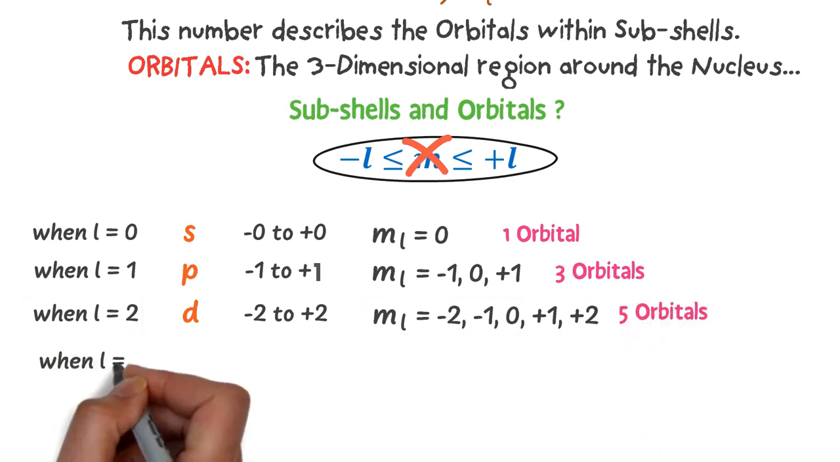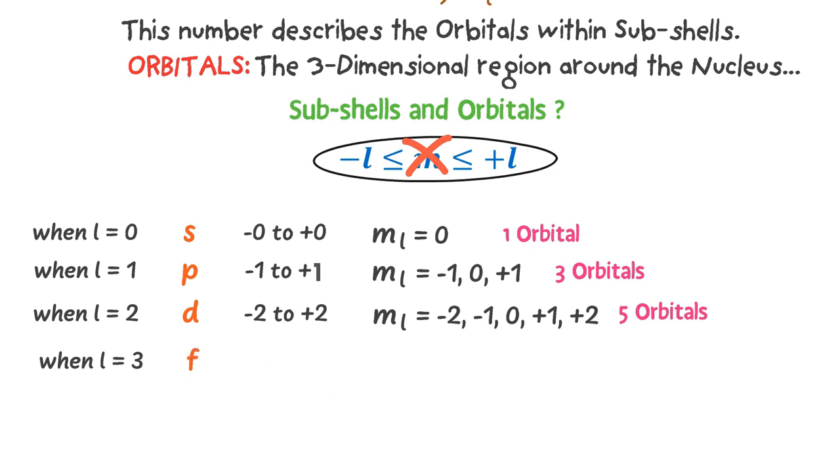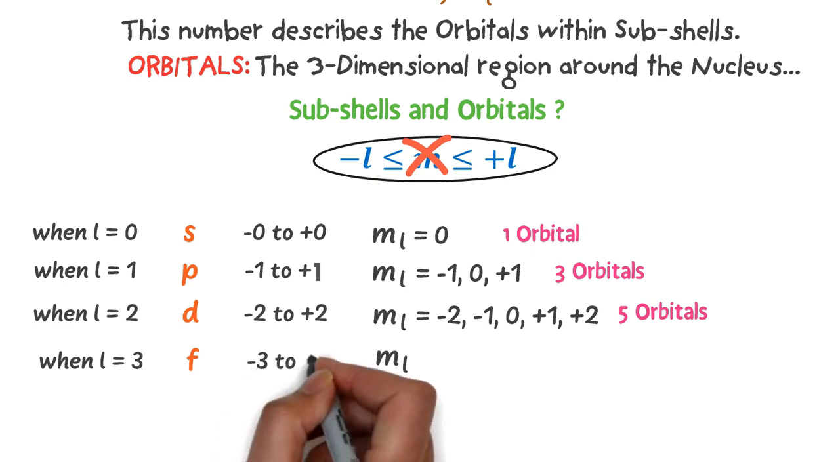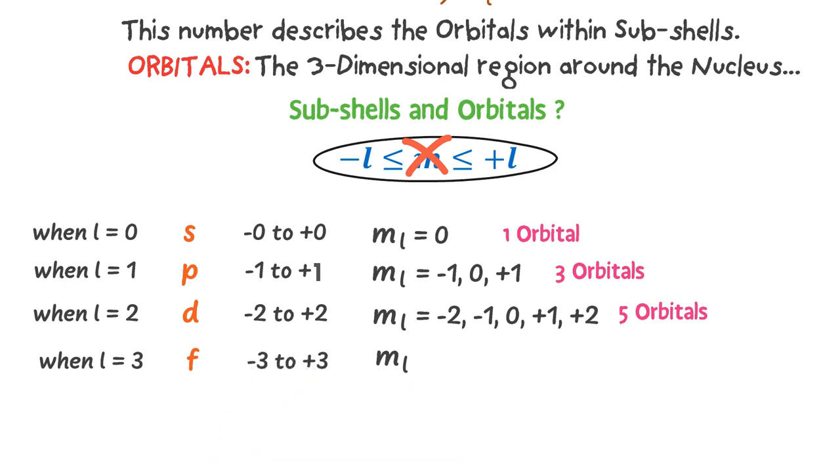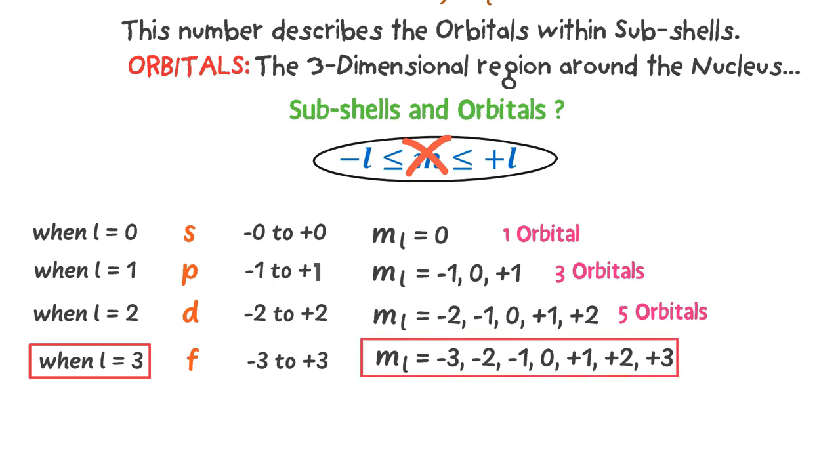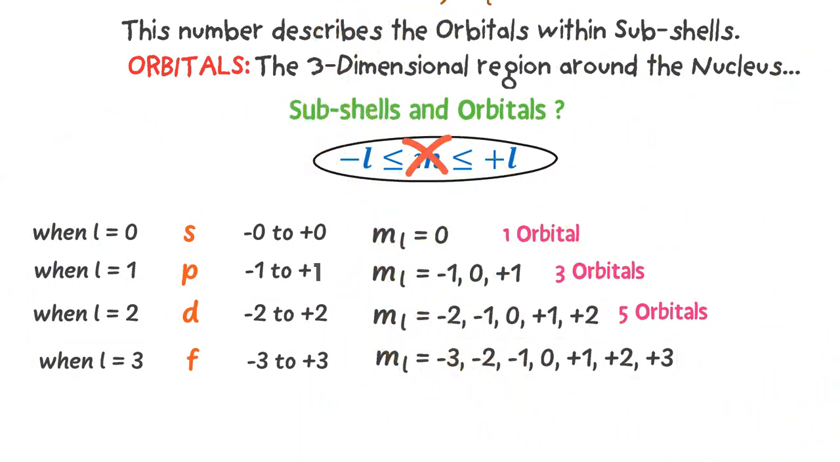Fourthly, when L is equal to 3, it is the F subshell. What about the possible values of ML? Well, go from negative 3 to positive 3. Negative 3, negative 2, negative 1, 0, 1, 2, 3. Thus, when L is equal to 3, ML is equal to negative 3, negative 2, negative 1, 0, 1, 2, 3 and the F subshell has 7 orbitals.